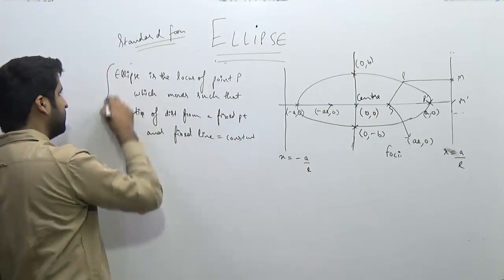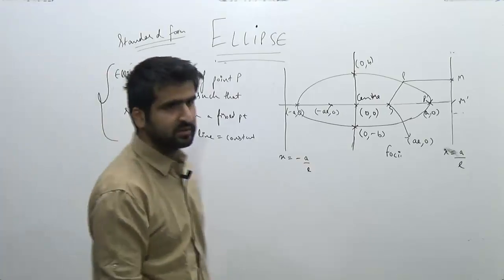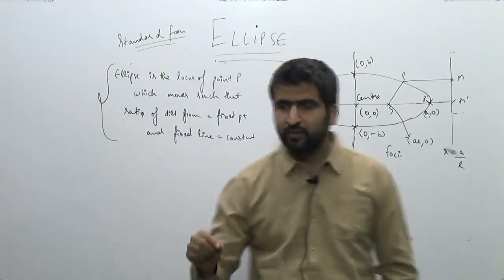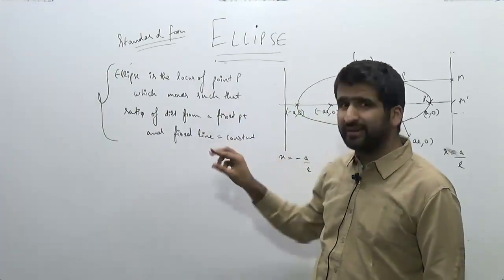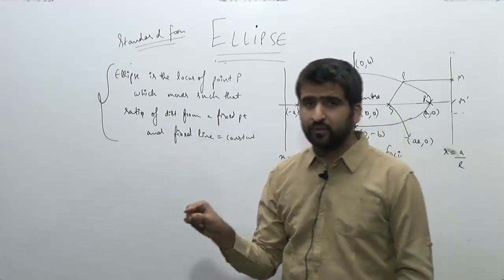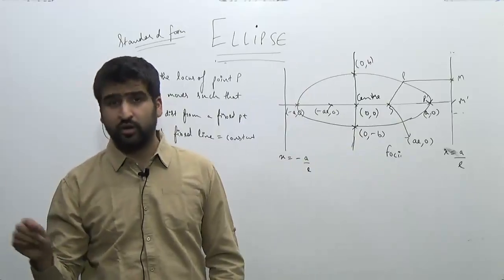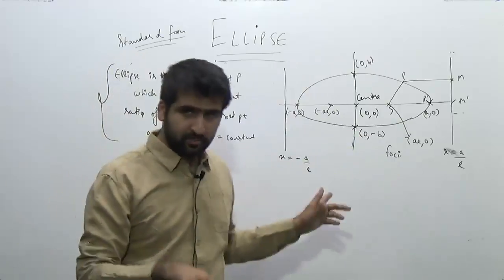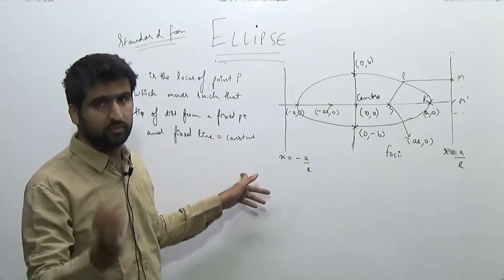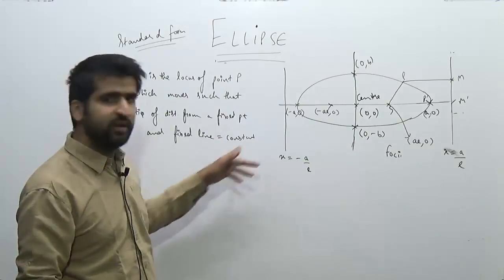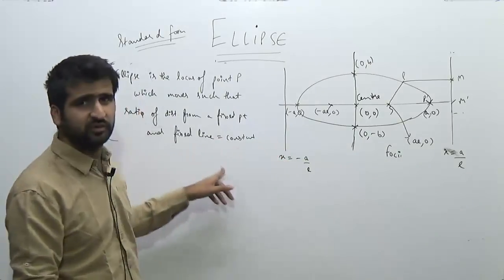I will explain one more definition of ellipse later. These two are the basic criteria by which we decide whether a curve represents an ellipse or not. This is the first definition. Remember this definition. The second definition is more important, way more important than this one, but you need to remember this one also.